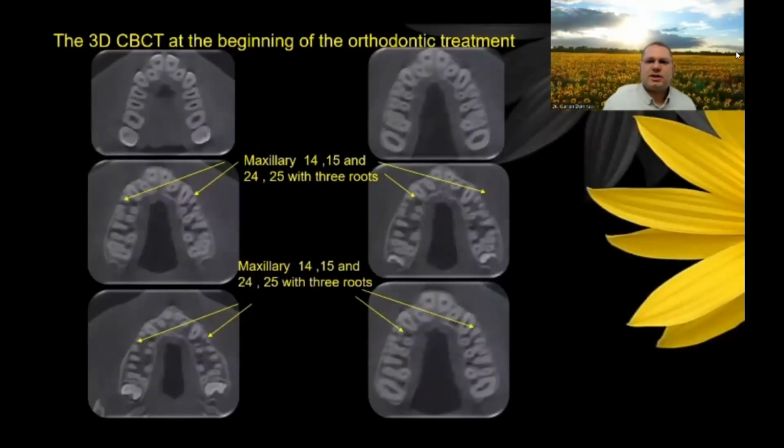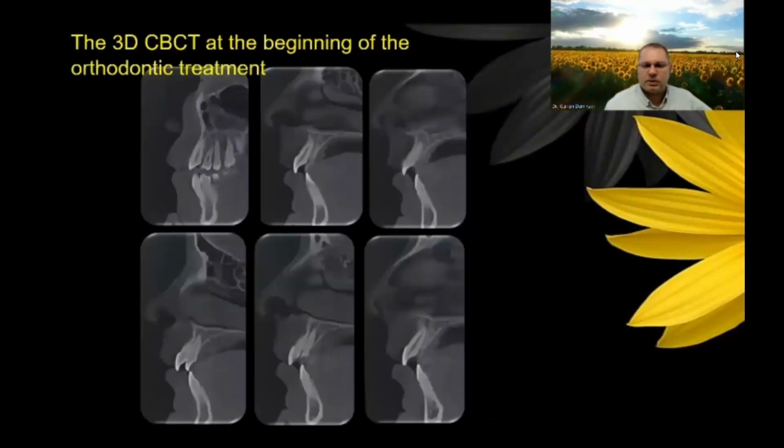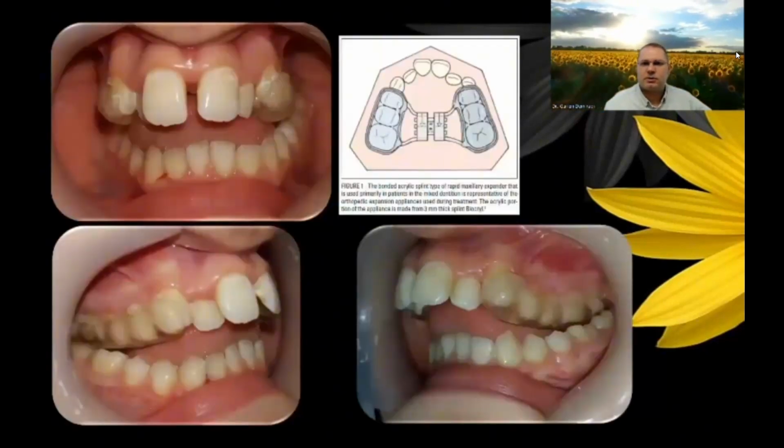The 3D CBCT taken showed the maxillary 14 and 15 with 3 roots, and also 24 and 25. So there was no space for both of them, and as often happens, the first premolars are sacrificed in order to make place in the mouth for everything. Please check the previous lectures. So this is the McNamara type device to open the midline. This is the situation after this treatment.